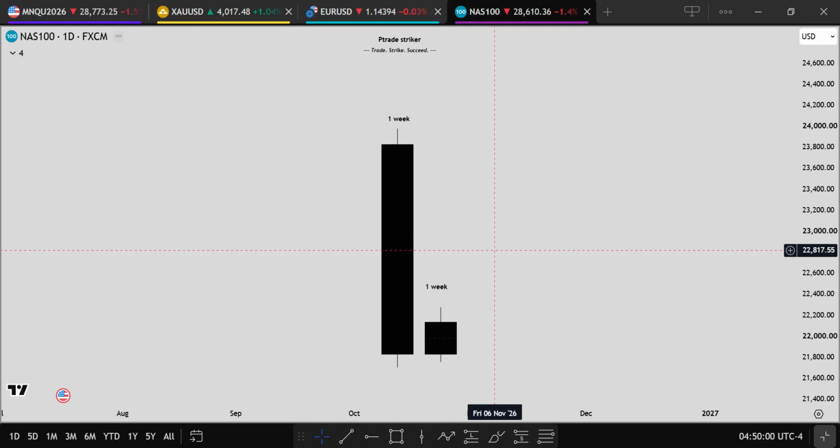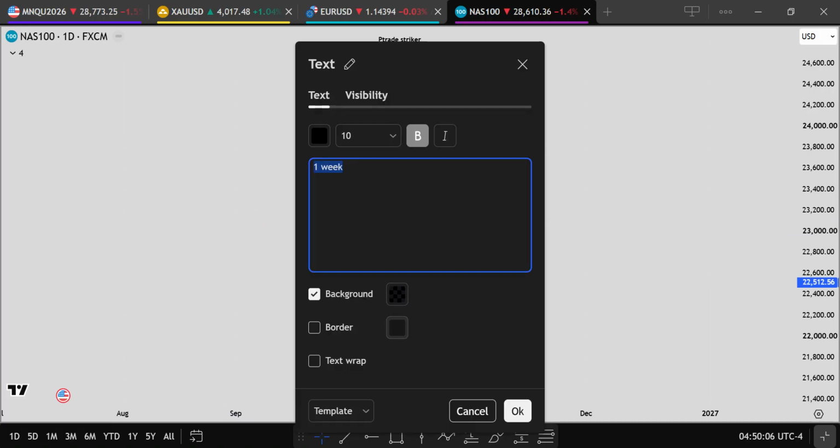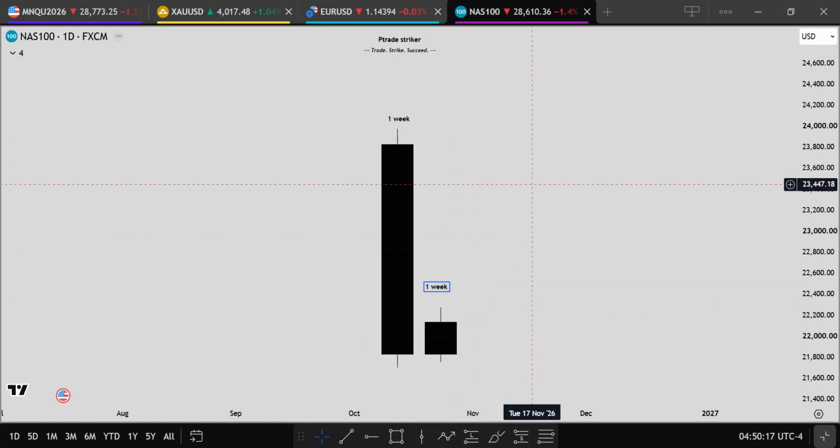So let's say this is the weekly candle, right? This is the first week and this is the second week, right? So based on CRT, we always want a candle close under the previous candle low for the bullish side and close under the previous candle high for the bearish side, right? This is all we need to know.